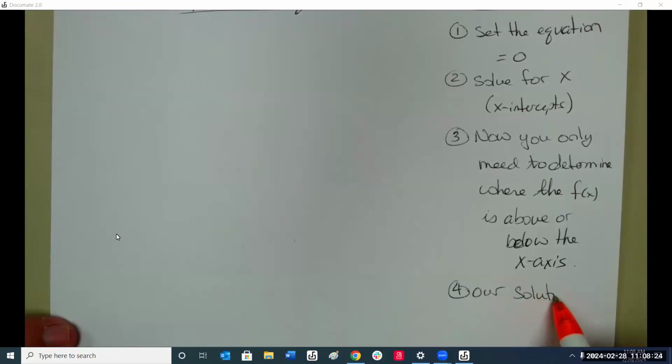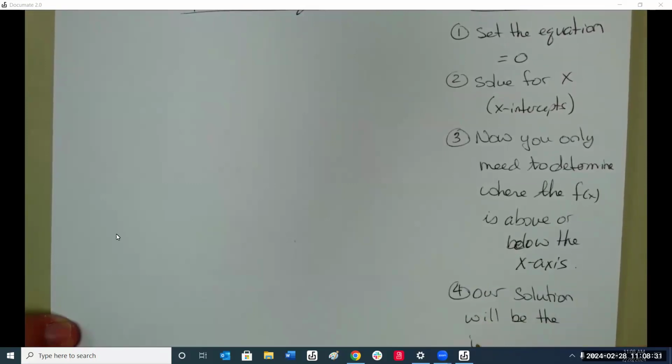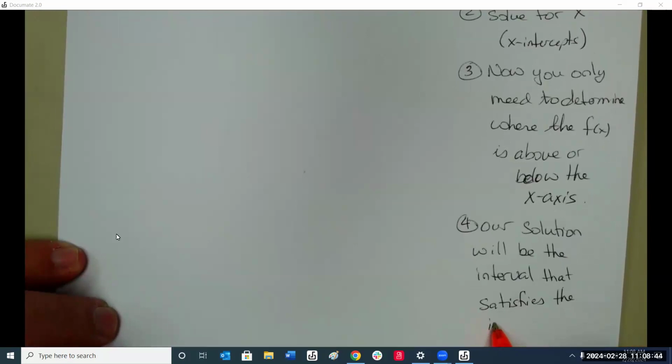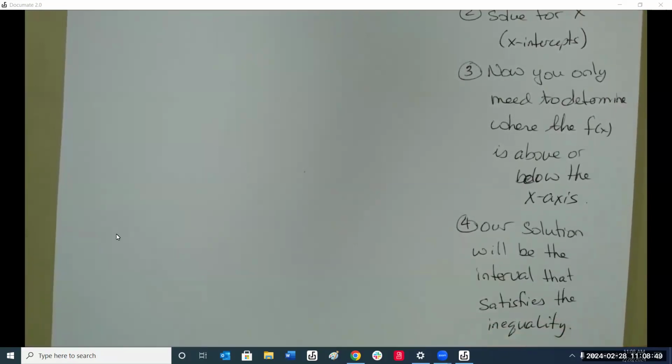Our solution will be the interval that satisfies the inequality. So we're only looking for intervals. You're only referencing the x values, the x-axis values.